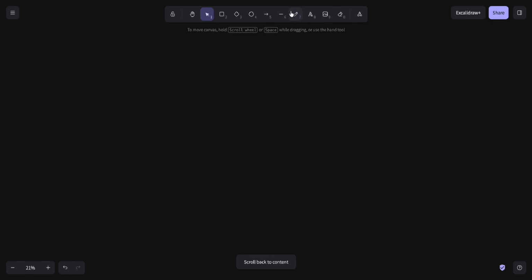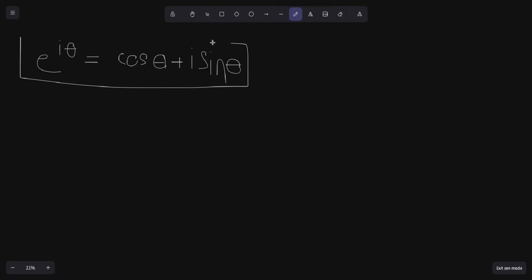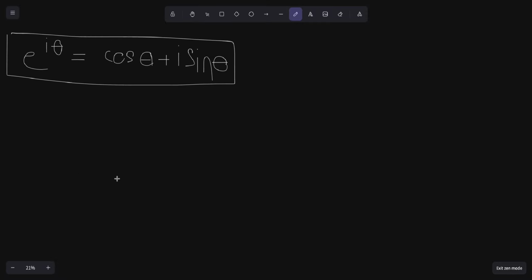Okay. So one thing that you got to know beforehand is that e to the i theta is equal to cosine of theta plus i sine theta. This is what you need to know beforehand. And so let's get on to it.